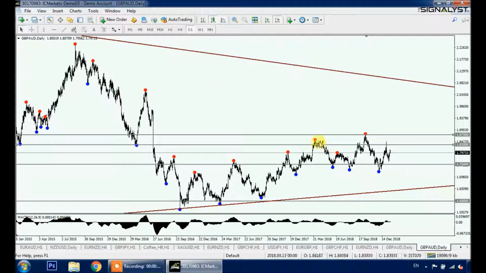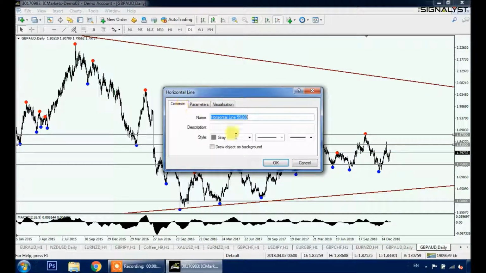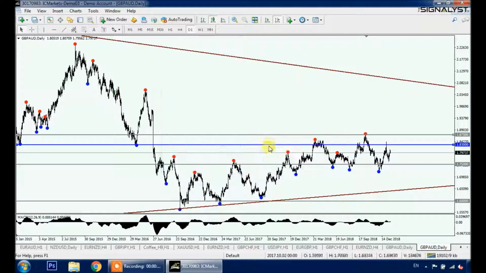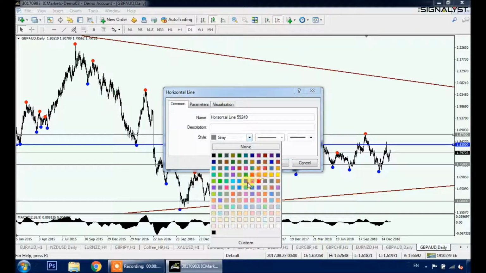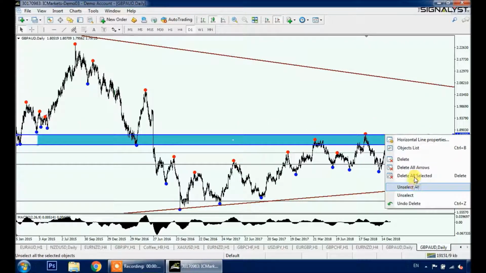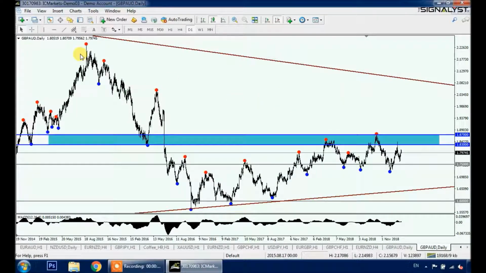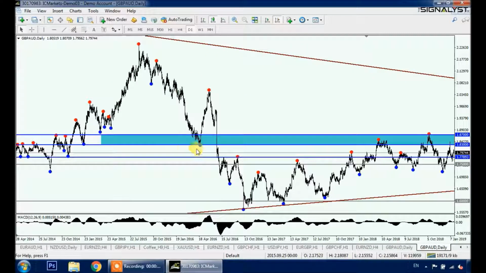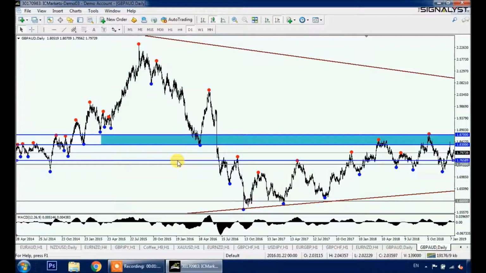I usually like to make my resistance levels in blue and support levels in red. We even can draw a zone if our levels are close to each other. For example, like this. So now we have our zone, our resistance zone. So let's continue and find our support one.